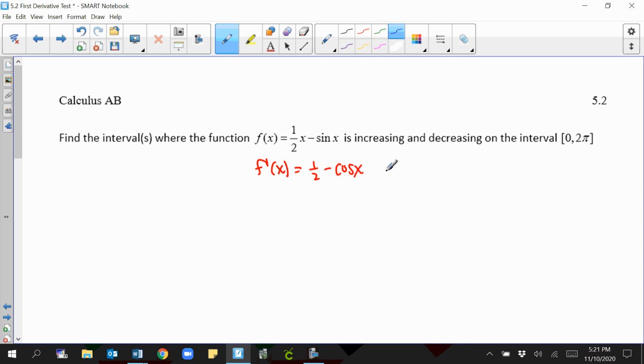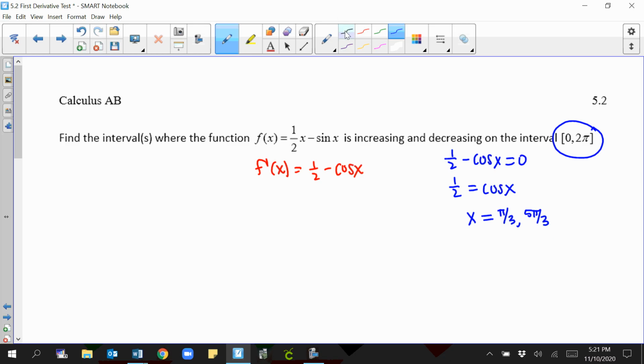So now I'm going to take that and set it equal to 0. So 1/2 minus cosine x is equal to 0, or 1/2 is equal to cosine x. So we're looking on the interval from 0 to 2 pi. So where my cosine is 1/2 on that interval from 0 to 2 pi is at pi over 3 and 5 pi over 3. So those are my critical points.